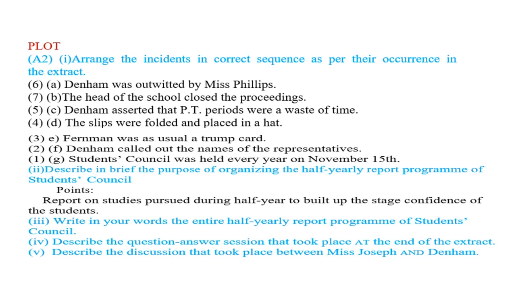Next question is: describe in brief the purpose of organizing the half yearly report program by the students council. I have given you the points here. A report on the studies pursued during the half year was the main aim, and to build up the stage confidence of the students was another reason why the half yearly report program was organized by the students council. All these points you can include and write a short answer.